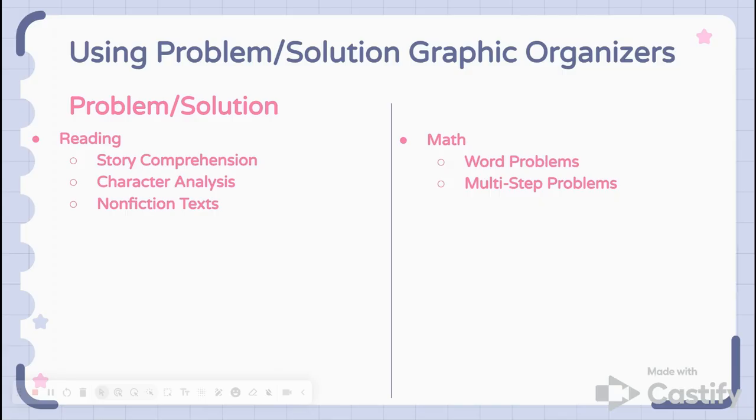Or in a nonfiction text, for articles on conservation, maybe map the problem, endangered species, and the solution, habitats and breeding programs.